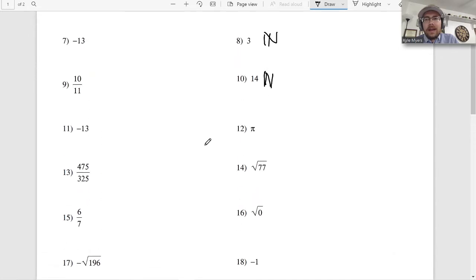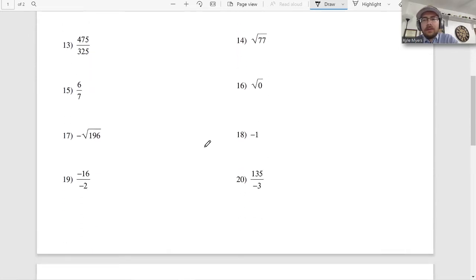Okay. So actually, wait, hold on. Oh, I almost missed this one. Negative 16 over negative 2 actually equals 8. So that's a natural number. Okay, I think we got all the natural numbers.